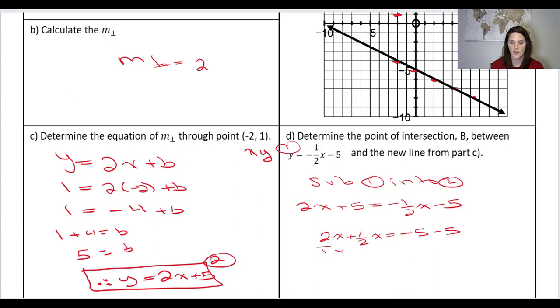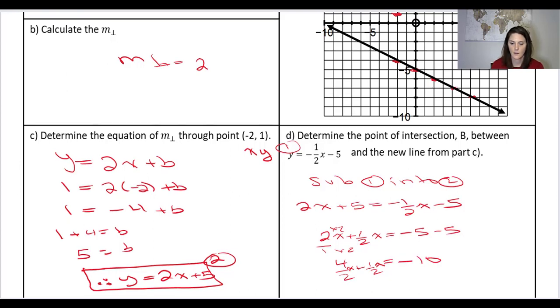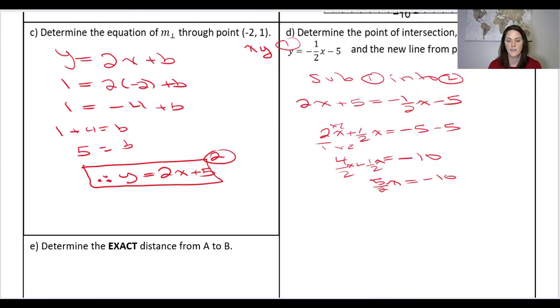Again, we need a common denominator, so I'm going to multiply the first fraction by 2. So 4/2 x plus 1/2 x equals negative 10. Okay, so 5/2 x equals negative 10. So we need to either multiply both sides by the flipped fraction, so 2/5, or we can multiply by 2 on both sides and then divide by 5, just an extra step, but either would work.